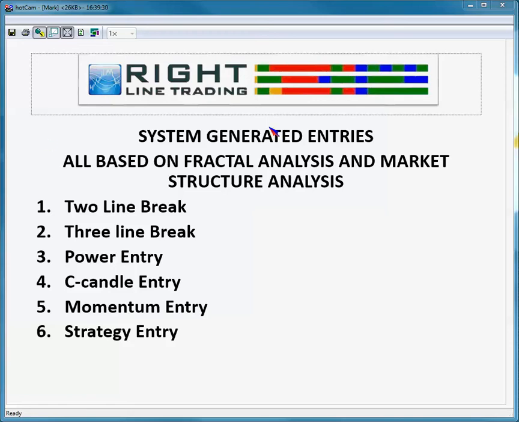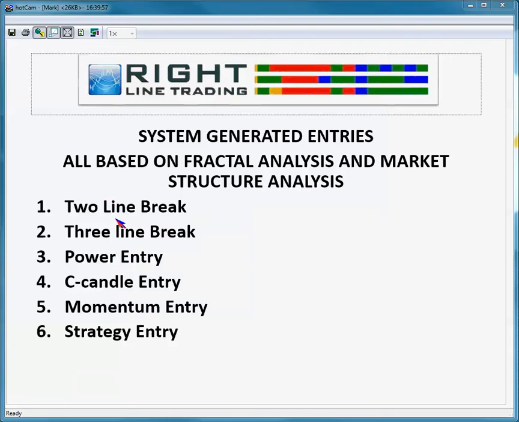Now, all of our entries are based on fractal analysis and market structure analysis. I'm going to go over each one of them, and then I'm going to show you the platform. We have a 2-line break, a 3-line break, a power entry, a C-candle entry, a momentum entry, and a strategy entry. I'm going to show you how each of those works.